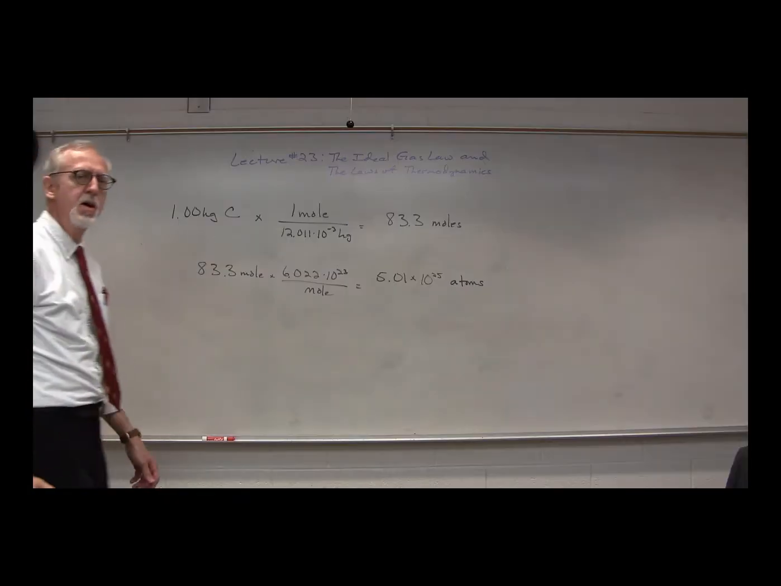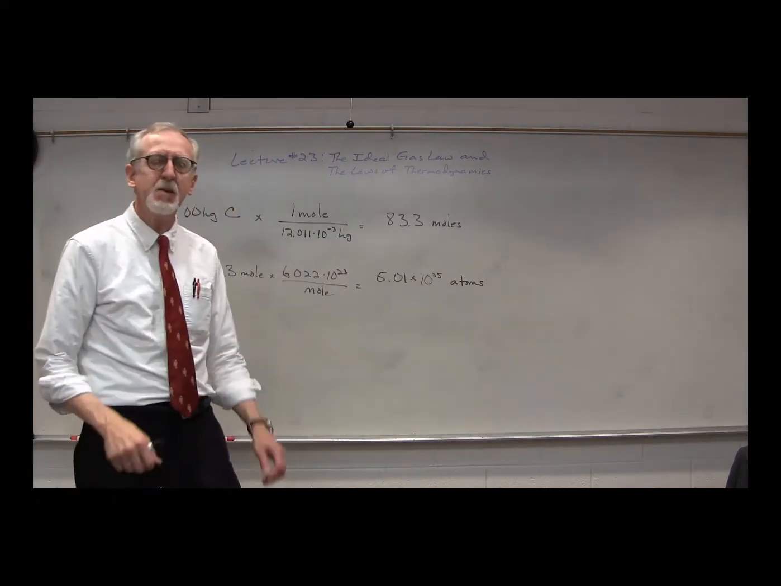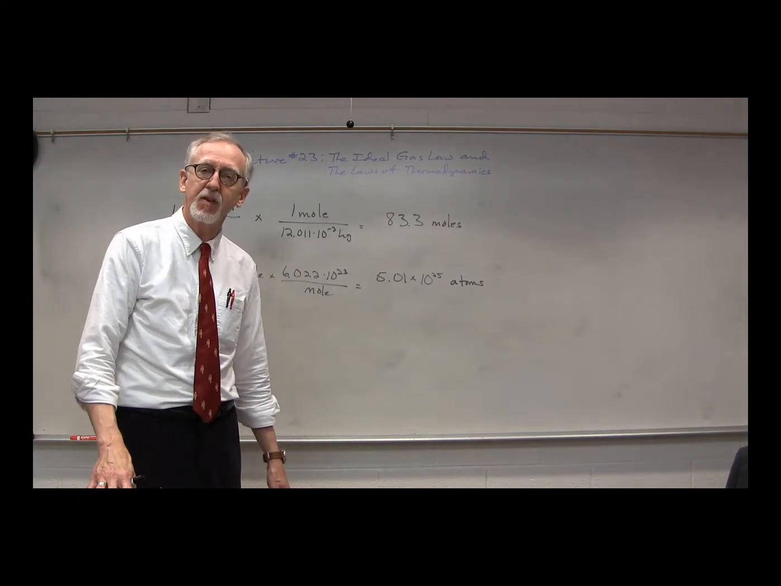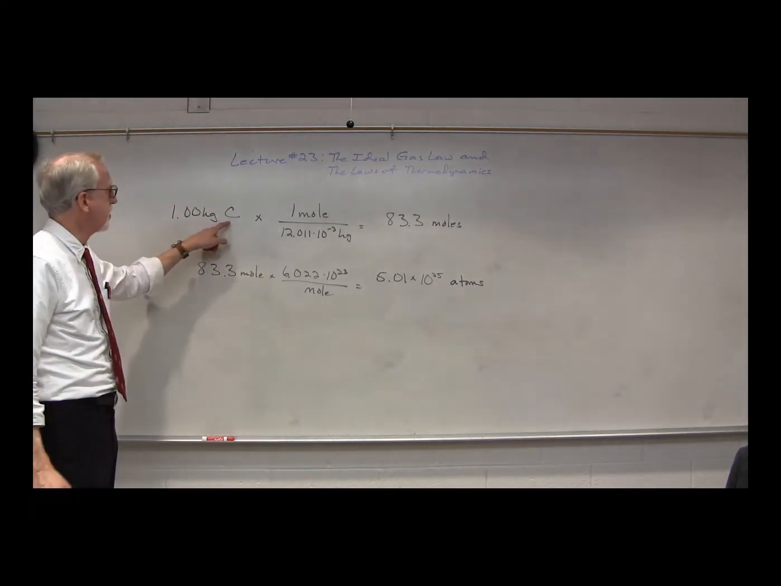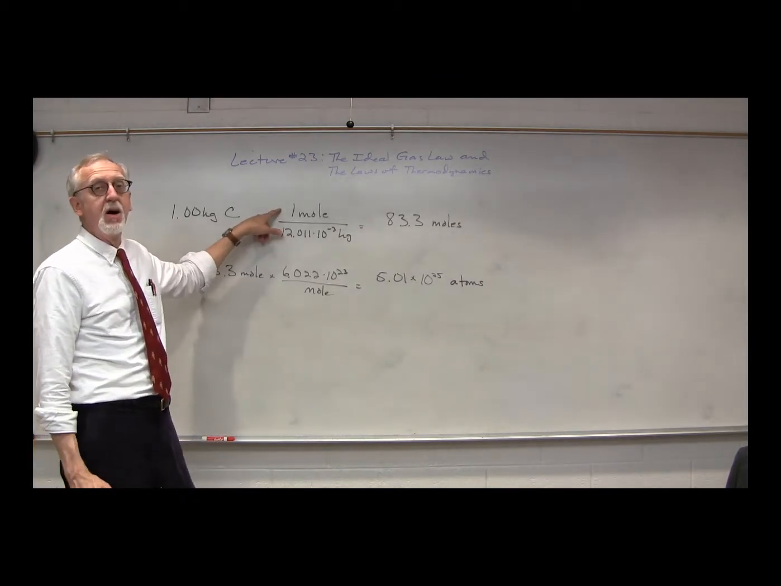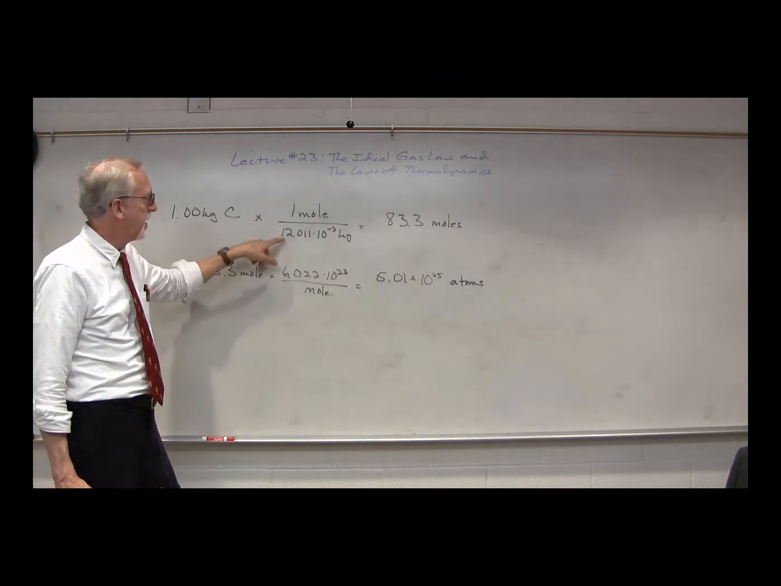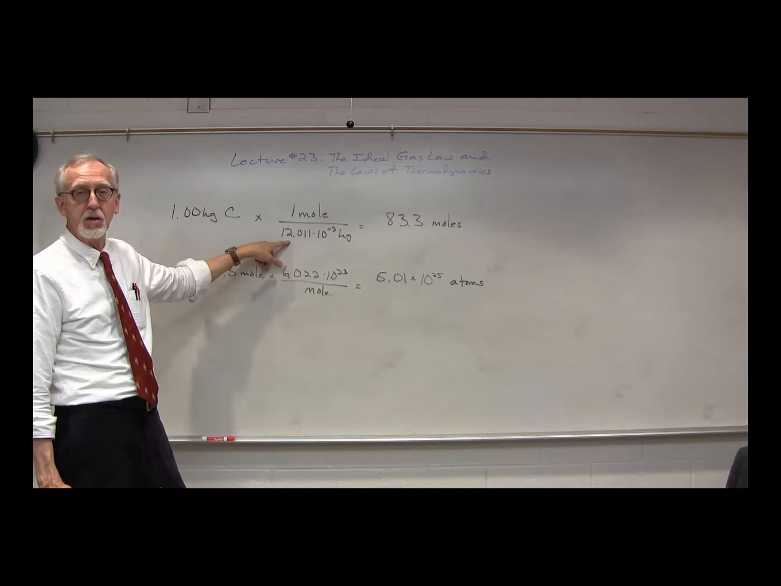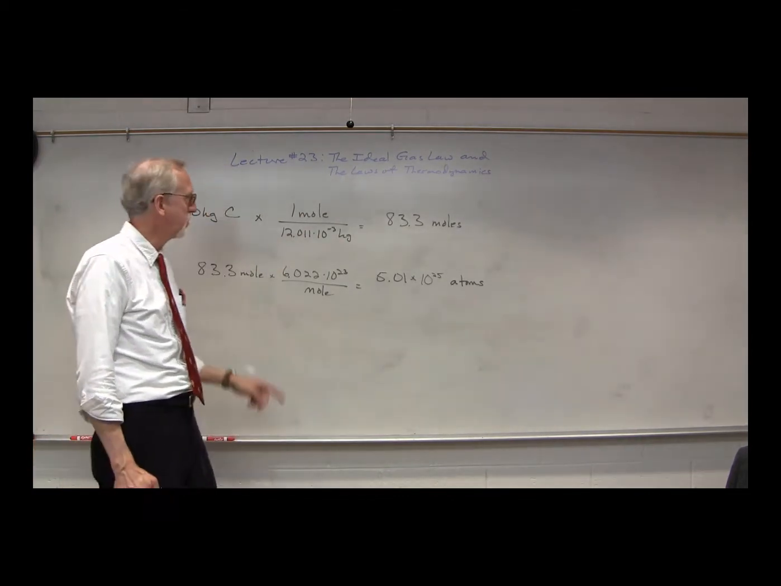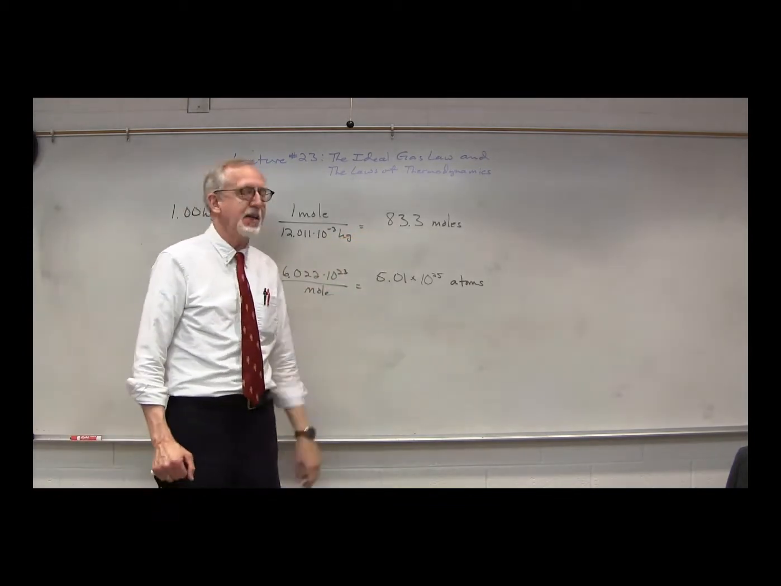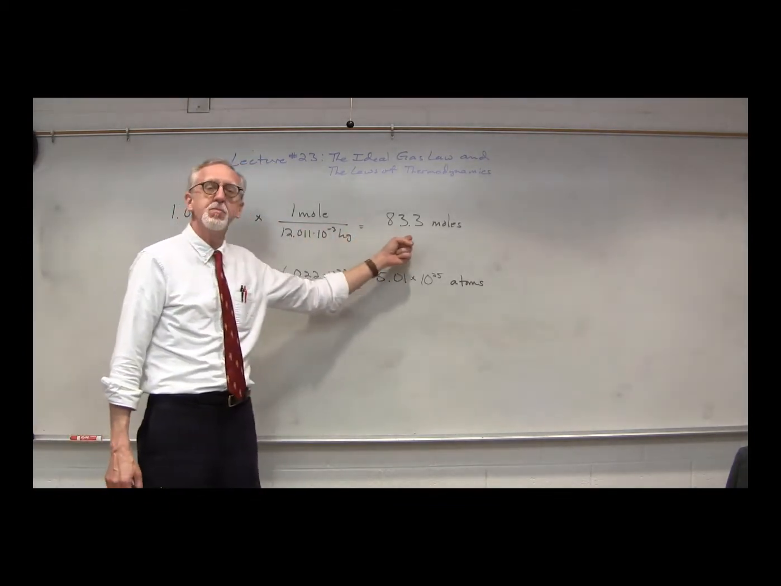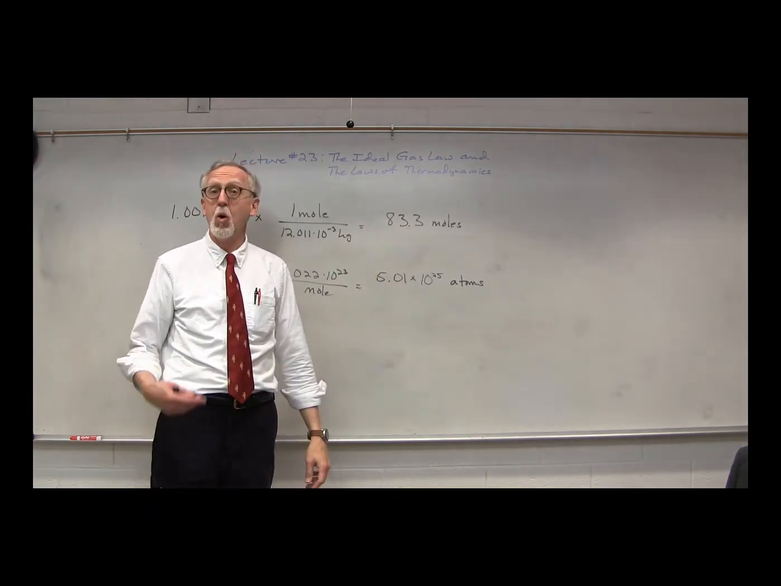Okay, great. Let's stick some numbers in here. Let's imagine we have 1 kilogram of a naturally occurring sample of carbon. So 1.00 kilograms of carbon. We know that 1 mole of naturally occurring sample of carbon has a mass of 12.011 grams, or 12.011 times 10 to the minus 3 kilograms. Multiplying that out, we get 83.3 moles. So 1 kilogram of carbon would correspond to 83.3 moles of atoms.